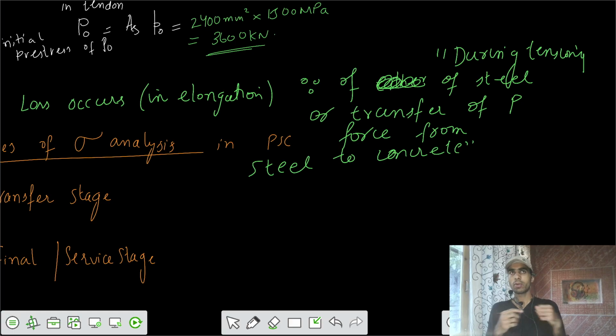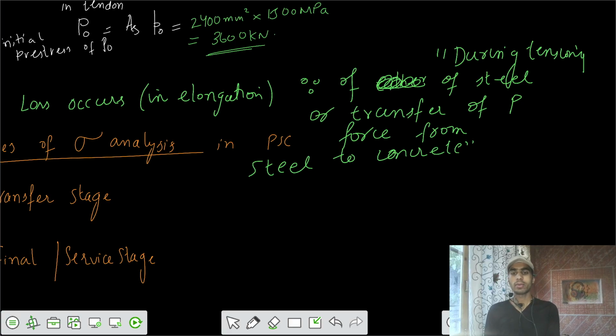You are stretching the wire by some delta, but when you tension it, there is a chance that the wire can slip, and a little bit of deformation can be lost. Or when we transfer the P force to the concrete, there might also be shortening of the concrete because of the transfer of force, and a loss of stress in the wires. So these are the two losses.